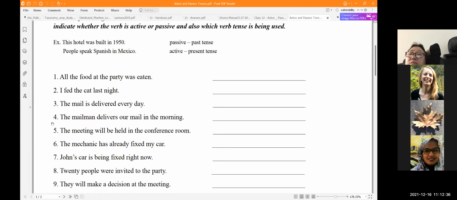The mail is delivered every day. The man delivers the mail every day. Number 3, you say it is the passive, I think passive present simple, right? Present. Yeah. Number 4. The mailman delivers our mail in the morning. Yes, this is the active, and the present.